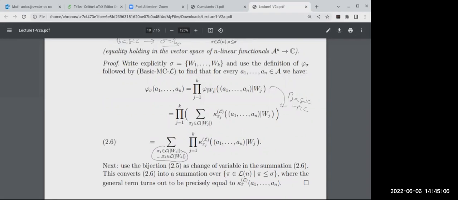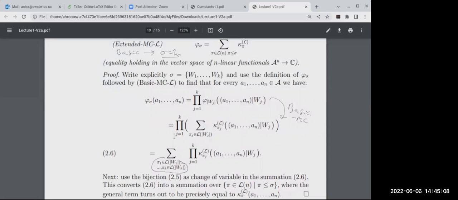So you want phi sigma. You use the definition of phi sigma as a product. You use the basic moment-cumulant formula. Then you can switch this sum and product, and what you naturally run into is a summation over k-tuples pi 1 to pi k.